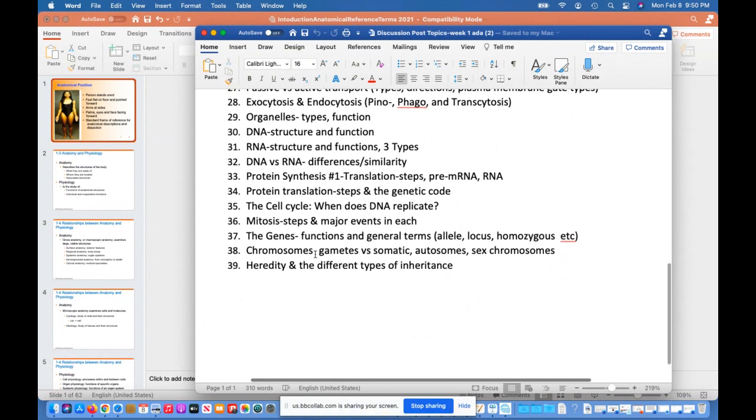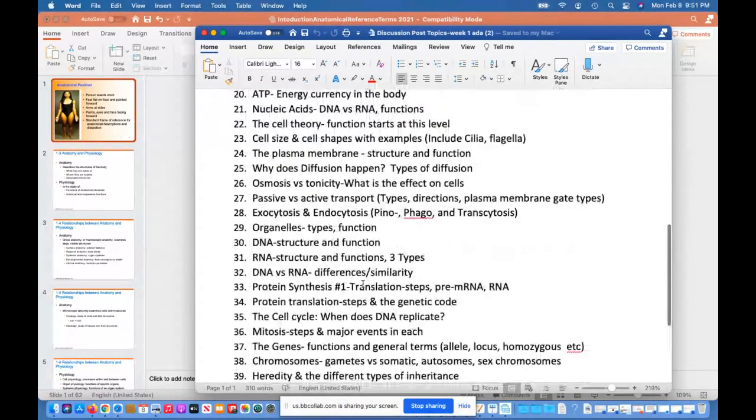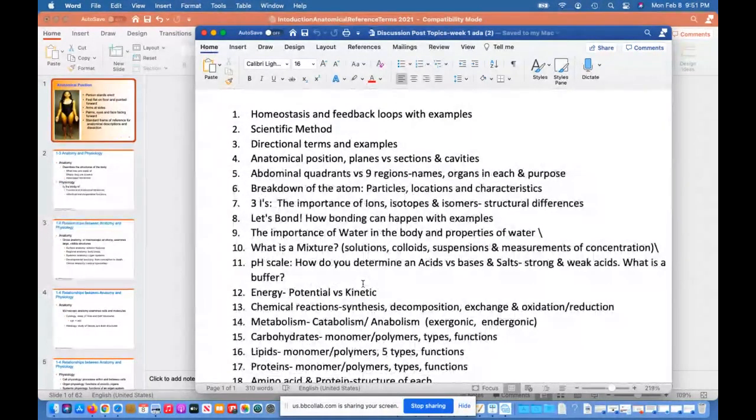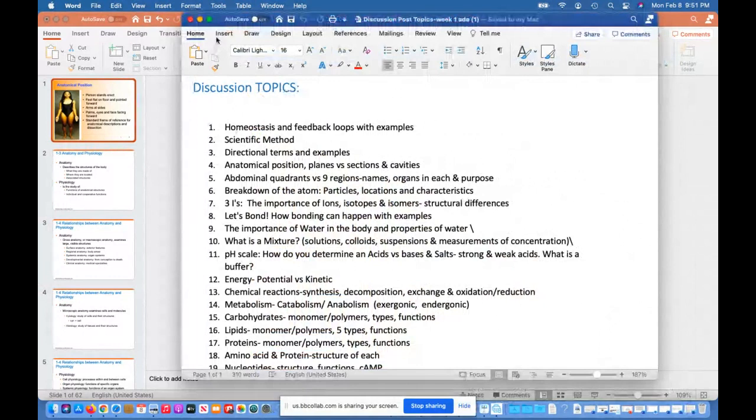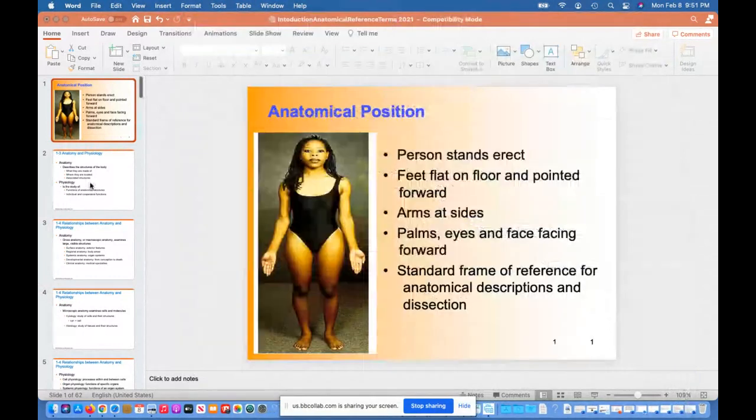Genes. That's a great topic. The function in general terms like alleles. A locus. Homozygous. Maybe someone wants to talk about genetic flaws and SNPs, like single nucleotide polymorphisms like MTHFR or trisomy 21, who knows. Chromosomes and heredity, all great topics. I just kind of briefly threw some things out there that you may want to research, or it may give you some other ideas. Okay, let's take a look at some of this information on anatomy and physiology.